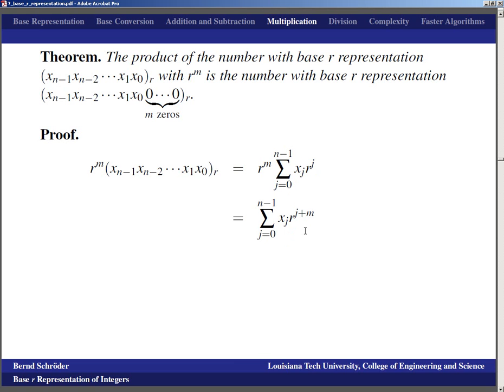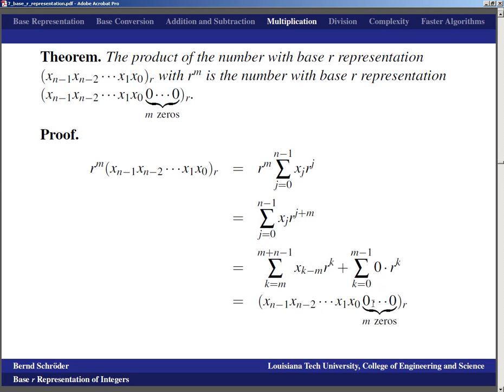And this is a sum where I can shift the index. I can say k equals j plus m. That gives me an r to the k. If k is j plus m, then j is k minus m. And if k is j plus m, well, then when j is 0, k is m. And when j is n minus 1, then k is m plus n minus 1. And then, of course, I can add a 0 to that, the sum k equals 0 to m minus 1 of 0 times r to the k. And that's exactly the digit representation of what I have here, which was the claimed result.